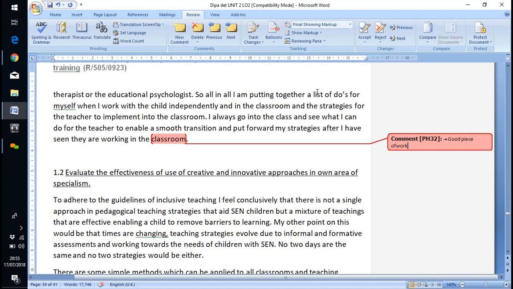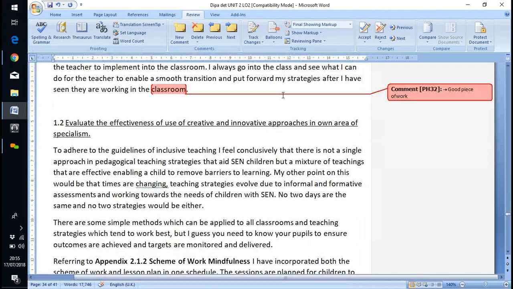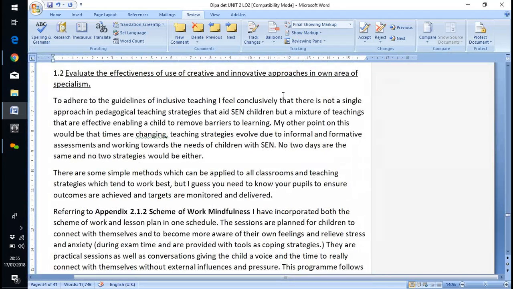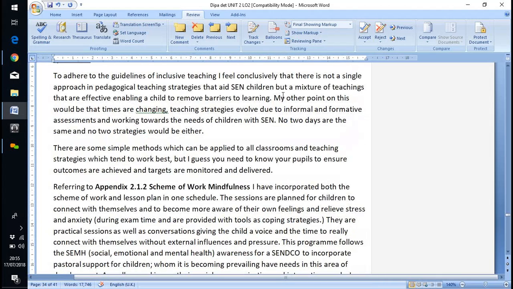Yeah. That's 1.1 signed off. Yeah. Yeah. Yay! Evaluate effectiveness and use of creative and innovative approaches. Adhere to guidelines, yeah. Strategies.